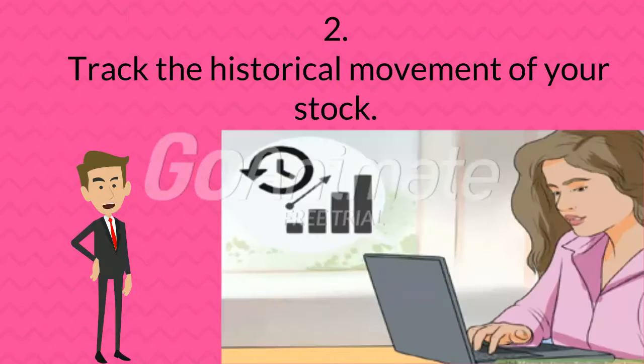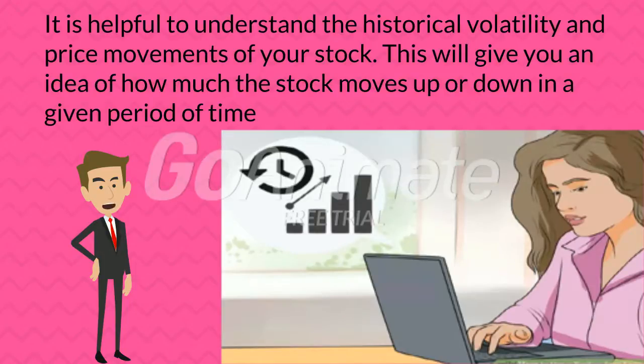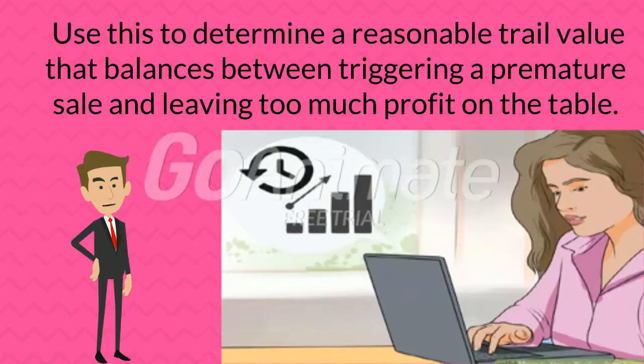2. Track the historical movement of your stock. It is helpful to understand the historical volatility and price movements of your stock. This will give you an idea of how much the stock moves up or down in a given period of time. Use this to determine a reasonable trail value that balances between triggering a premature sale and leaving too much profit on the table.